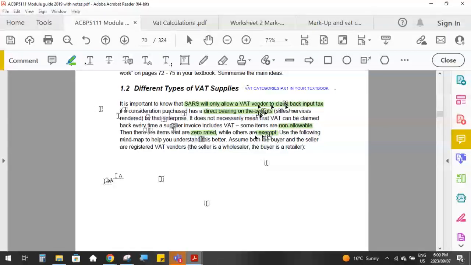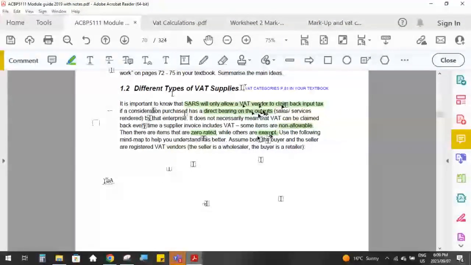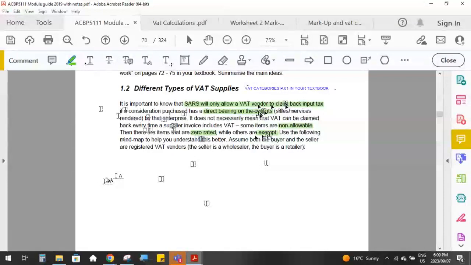And then on page 82 as well, you've got the rest of the non-allowable, the rules for non-allowable. And there's really just the two. The one that you'll come across most often in questions that you guys will get is the entertainment expenditure. So if a business pays out money for what SARS considers to be entertainment.